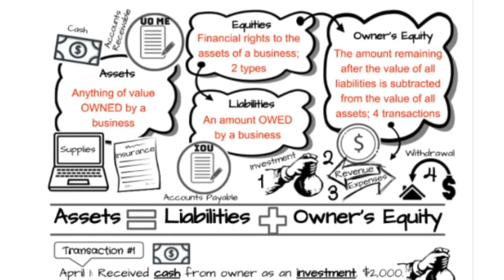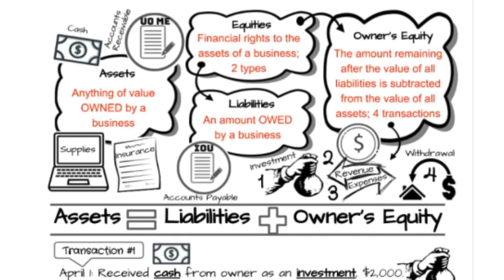But an investment is money coming in, money put into the business to help the business operate. The second one is revenue. This is money coming in by sales. So money coming in based on a product or a service sold, that's revenue. Then the third one is expenses, and that's money going out for things like rent or advertising or postage or miscellaneous. It can be a number of different things, but those are some examples of common expenses.